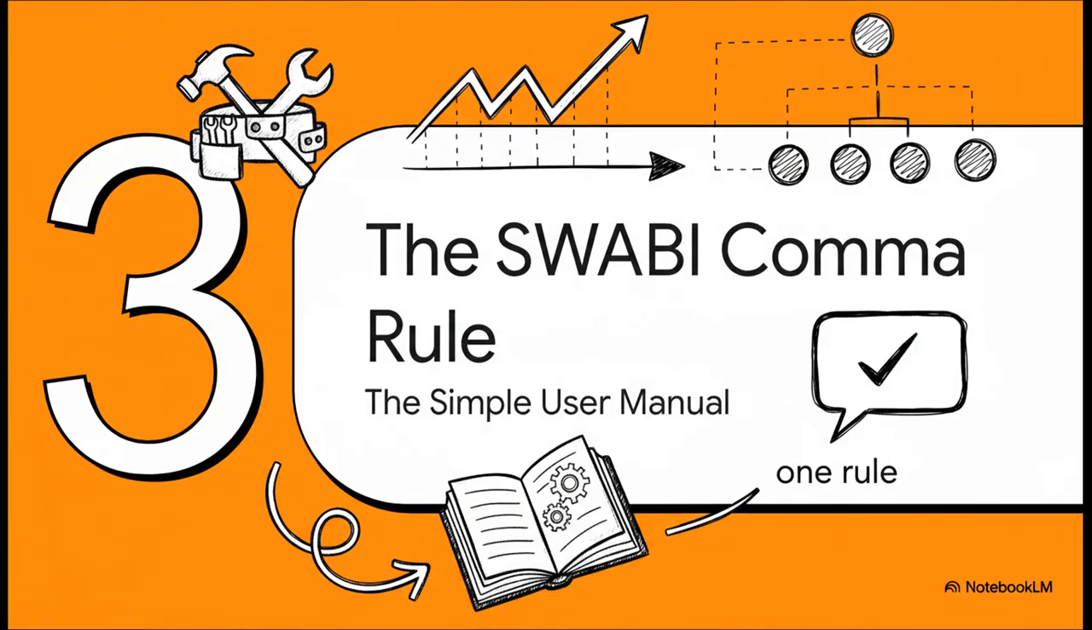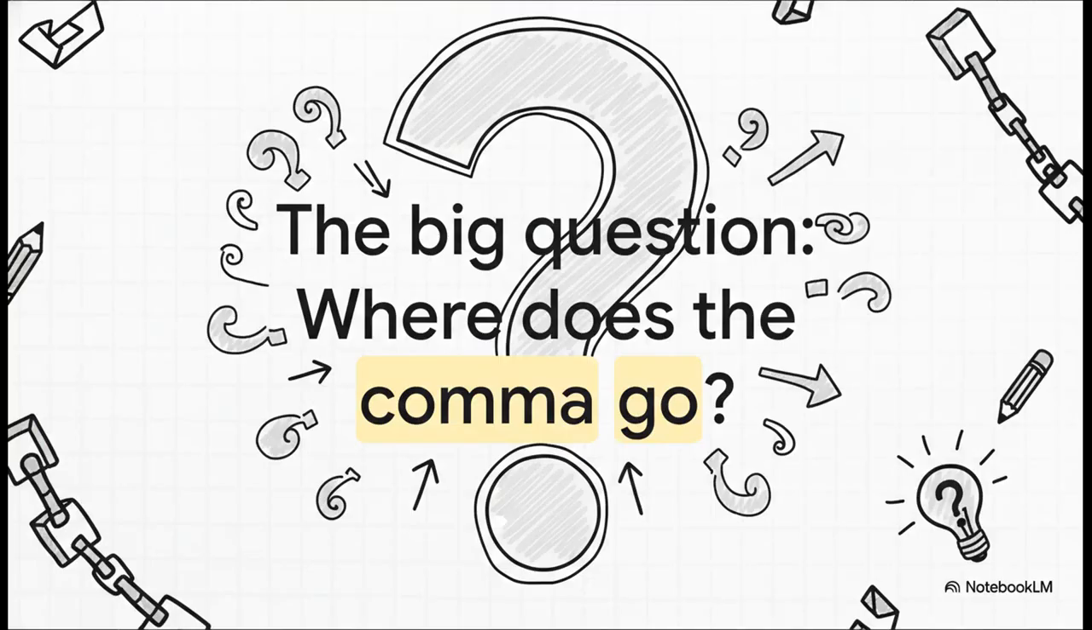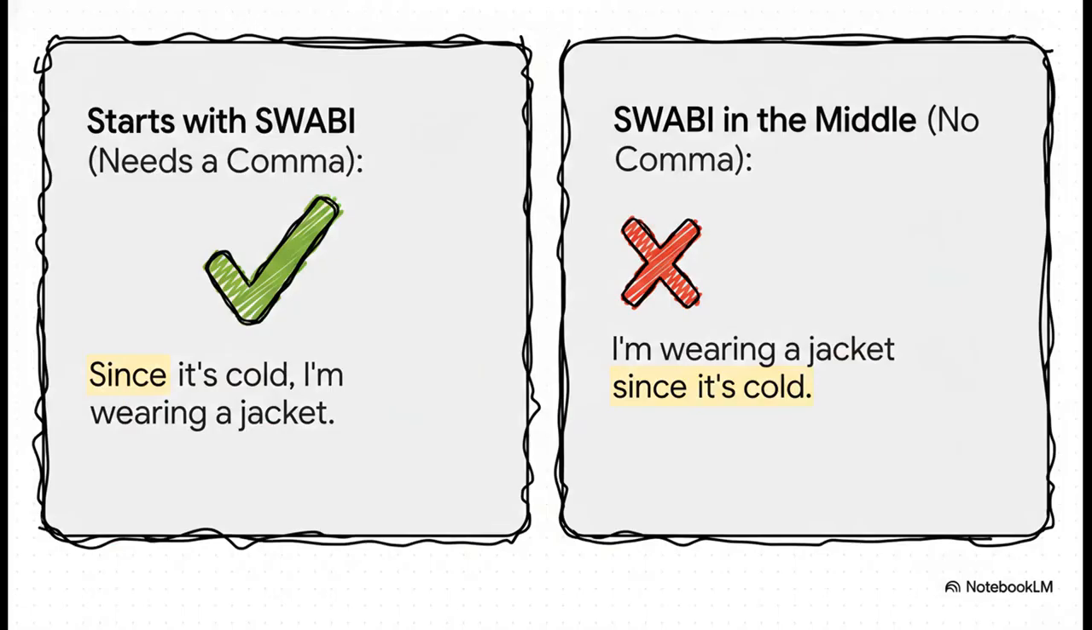Okay, you've got the tool. You know what SWABI stands for, but every good tool comes with a simple user manual. And for SWABI, there's really only one rule you need to know to use it perfectly every single time. And here it is, the big question, the one that trips so many people up, punctuation. Specifically, where on earth does the comma go when you're using one of these SWABI words? Well, I promise you the answer is incredibly simple. Here is the one and only rule you need to remember.